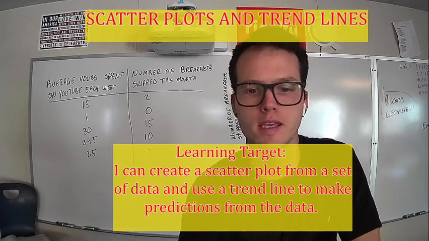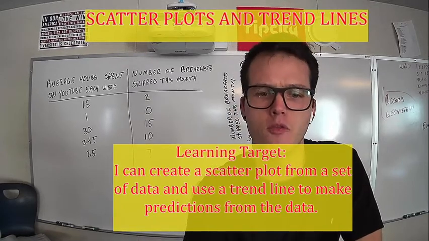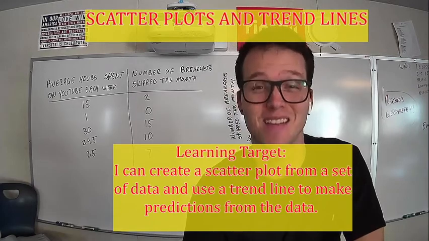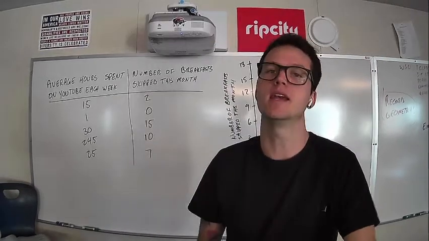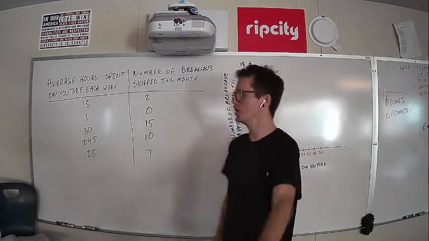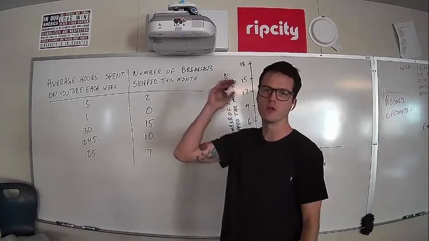Today we are talking scatter plots and trend lines. We have our learning target here. It says I can create a scatter plot from a set of data and use a trend line to make predictions from the data. So that's what we are getting ourselves into today. Let's start with some data. I made this up, not real life data, but we're going to use it for our example here.